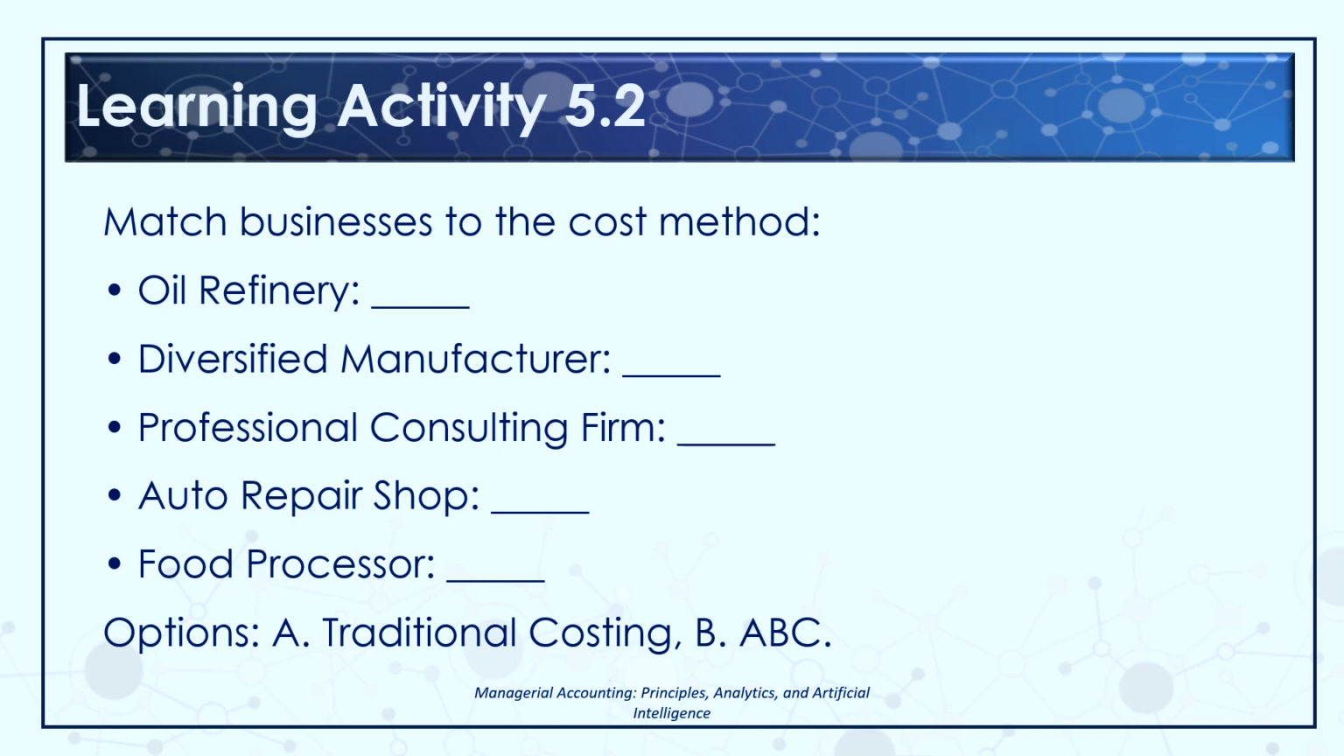Now let's apply the concept. Match each business to the costing method, traditional costing or ABC. Pause here and work through the activity. Once you've finished, check your answers with the solution provided in the back of Chapter 5.